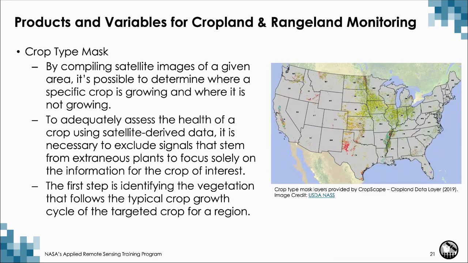Crop type masking is similar to creating a crop mask, with the stated goal of identifying specific crops within a region. By compiling satellite images of a given area, it's possible to determine where a specific crop is growing and where it is not growing. This can be determined by understanding the crop calendar and phenology of a crop derived again through a time series of NDVI images. In situ data is extremely important for the validation of crop type masking. If ground truth data is unavailable, research has proven an analog can be used in areas that do not have reliable data. Crop type masking is also a critical early step for building yield models.